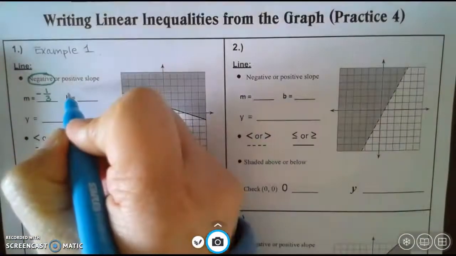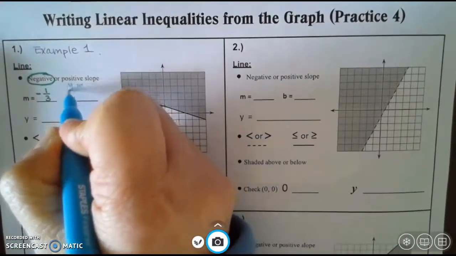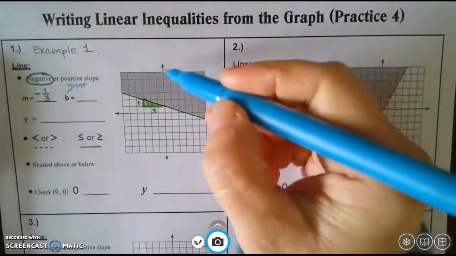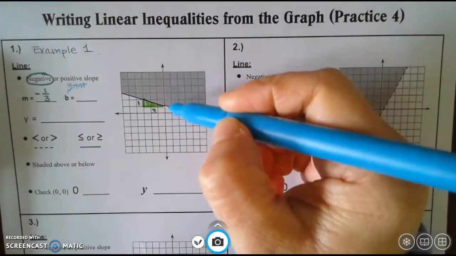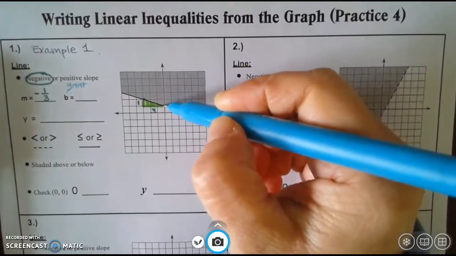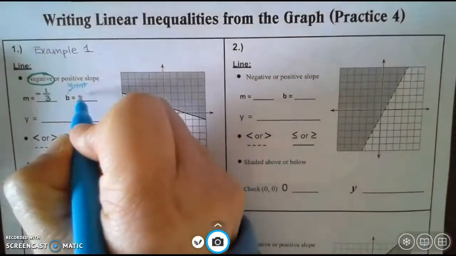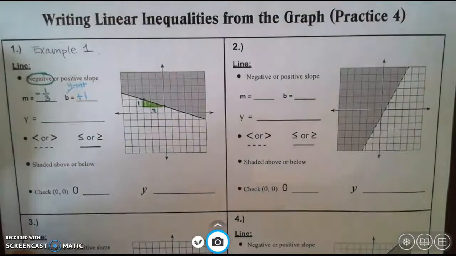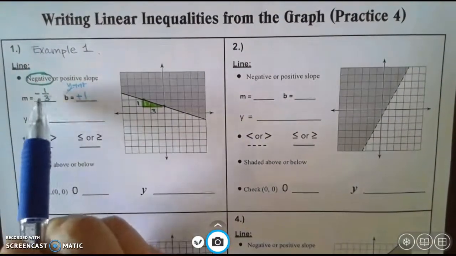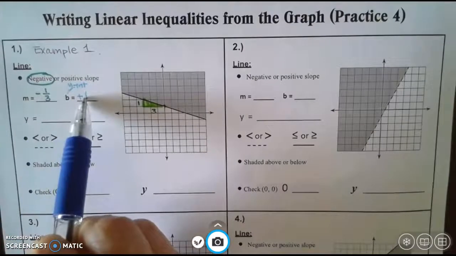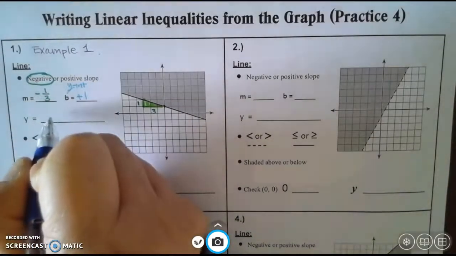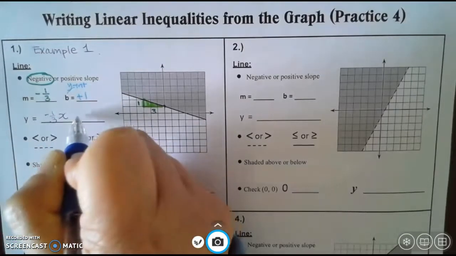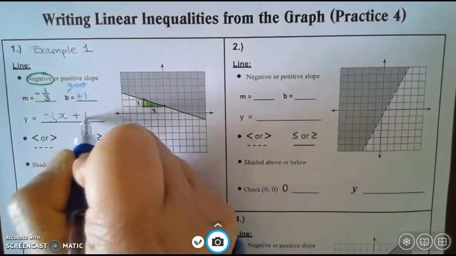B, remember, is the y-intercept. So y-intercept, where is the line crossing? You start from the top, where is the graph crossing the y-axis? It's crossing right here, and that's going to be a positive 1. Now we can put the equation together with the slope of negative a third plus b of 1. So that's going to be y = mx + b. So y = negative 1/3 x, don't forget your x, plus b, which is 1.